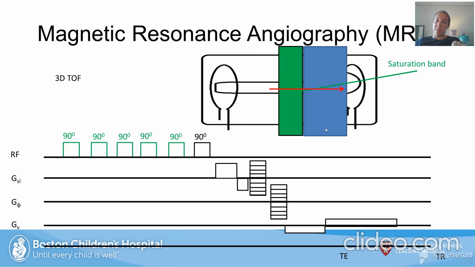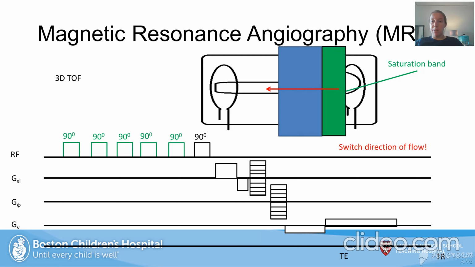And so this example would be more for arterial flow, so this would be going away from the heart. If you wanted to image the venous flow, which is going towards the heart, you would basically just switch the direction. So you would still do the 90s, but you would do them before you start imaging, as you're interested in the flow now going in the left direction.